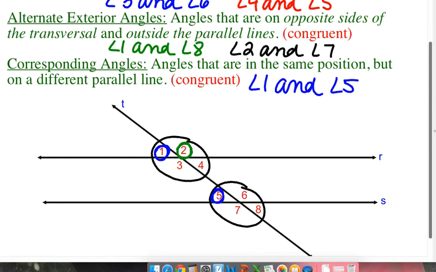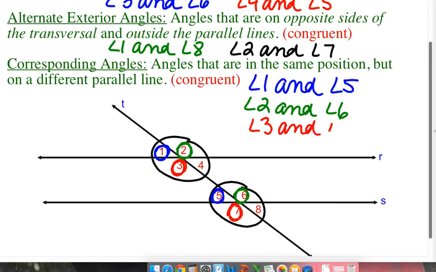And look at 2. Who matches up with 2? That would be 6. Okay? And look at 3. Who matches with 3? Down below, it's 7. And last but not least, we have angle 4 matching up, corresponding with angle 8.